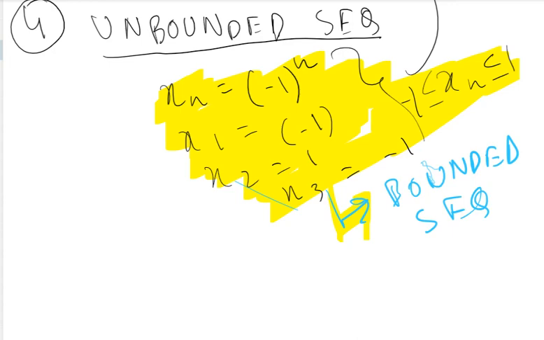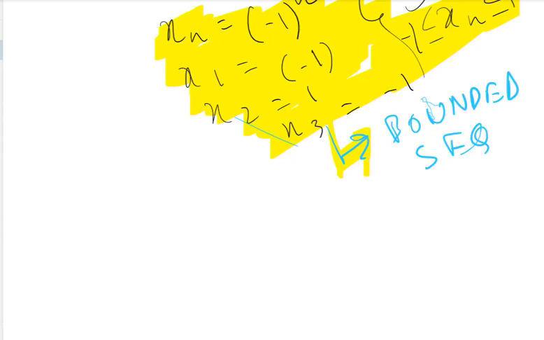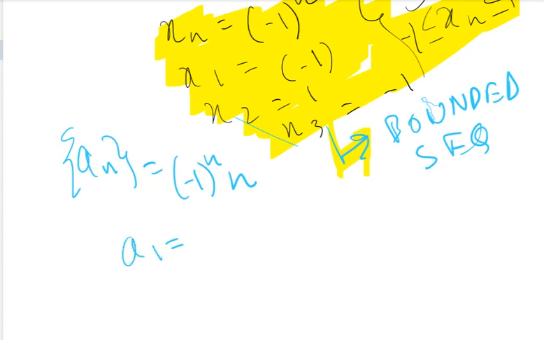What is an unbounded sequence then? So let's try and understand an unbounded sequence. Let's say a_n or x_n, you can write anything, is minus 1 to the power n into n. Now you see the sequence is neither bounded above nor bounded below. Start putting values. a_1 will be what? Minus 1 to the power 1, so you're going to get minus 1.